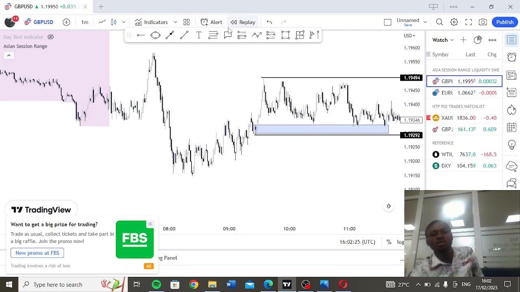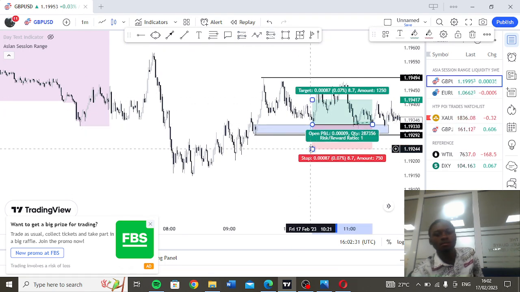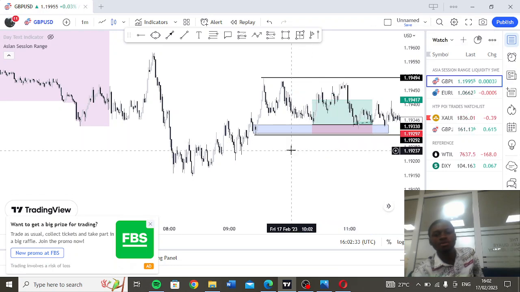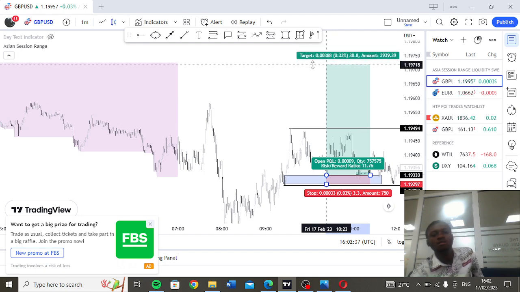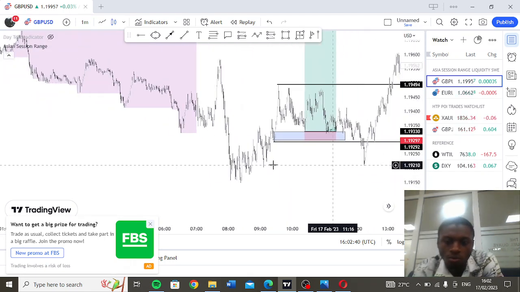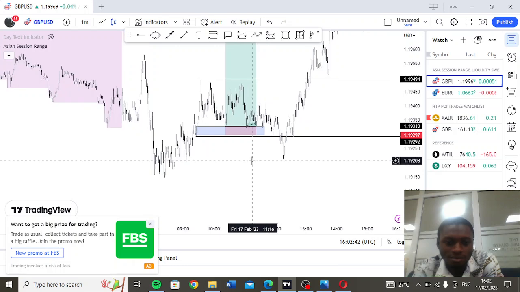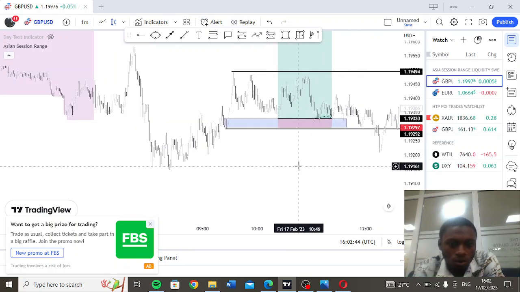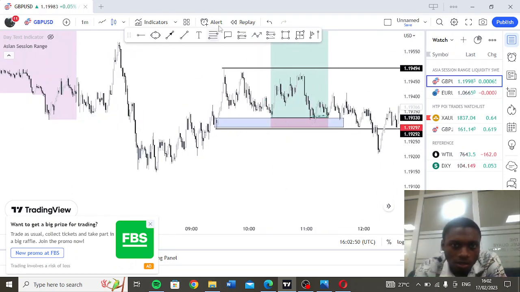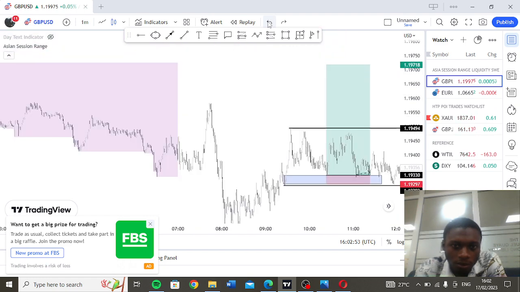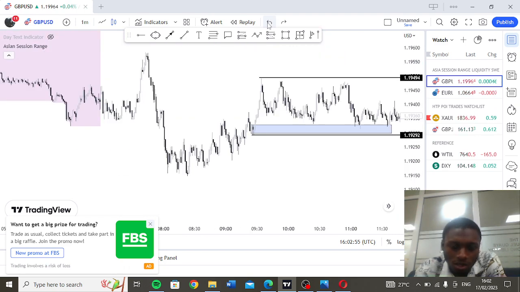So then we set our order here, and then we target the high, which eventually turned out to be a loss. Guys, come on. No. I think there's a mistake here. There's a mistake here. So you have to be very careful about some subtle moves.